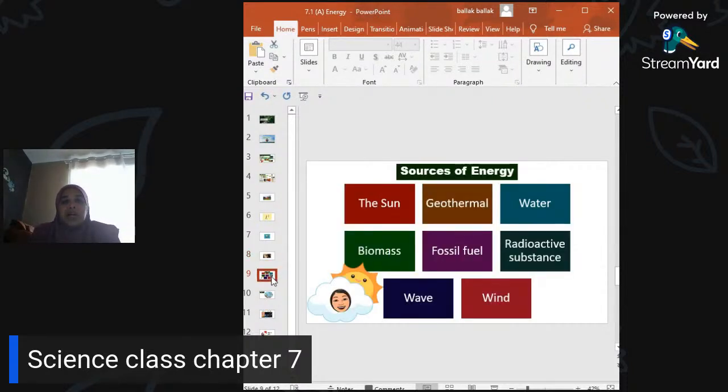So sources of energy: there is sun, geothermal, water, biomass, fossil fuel, radioactive, wave, and wind. This is an example of sources of energy.